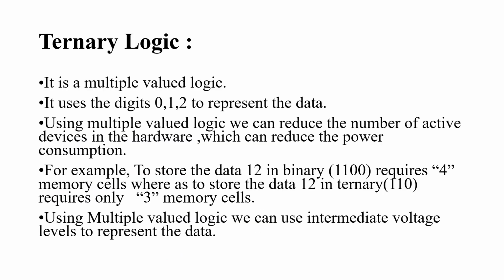Ternary logic belongs to the family of multiple value logic. Ternary logic uses 3 discrete logic levels to represent the data, that is 0, 1, 2. Using multiple value logic, we can reduce the number of active pins in the hardware, which can also reduce the power consumption as seen earlier. To store the data 12 in binary, we require 4 memory cells, and the same data in ternary, we require only 3 memory cells. That is the advantage we are taking, using the intermediate voltage levels to represent the data.